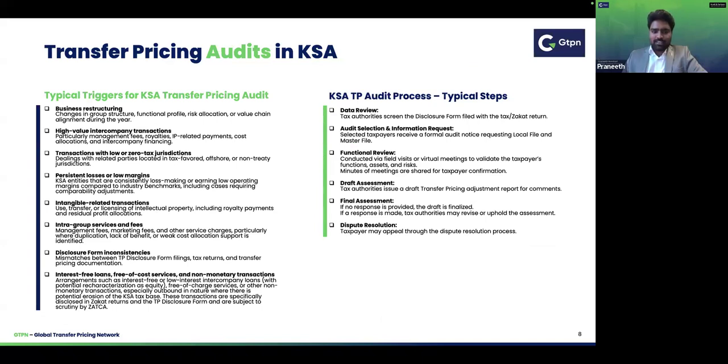This is an interesting slide because we have captured practical insights here. So in the earlier slide, while we have to tick all the boxes by ensuring compliance obligations, more importantly, we have to ensure that these are audit defensible to avoid any sort of TP risks or adjustments made by ZATCA. Let me first highlight the typical audit triggers based on our TP audit experience.